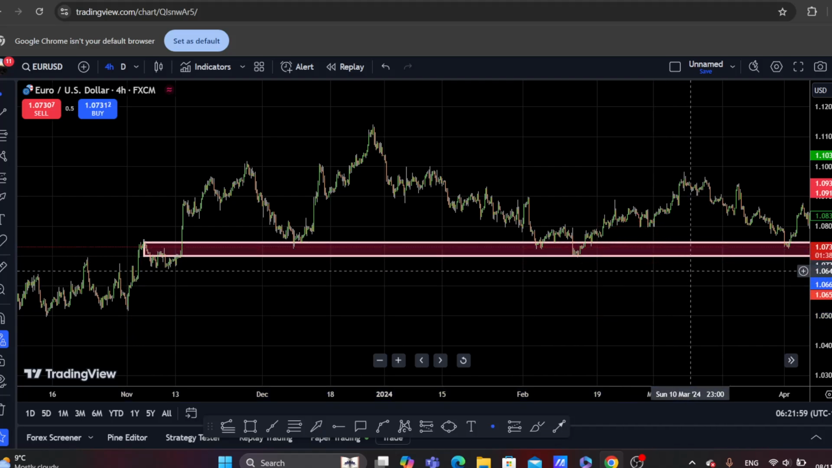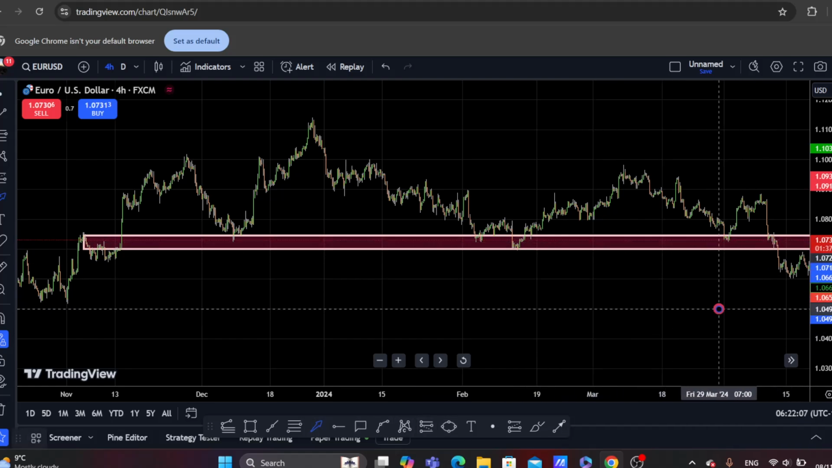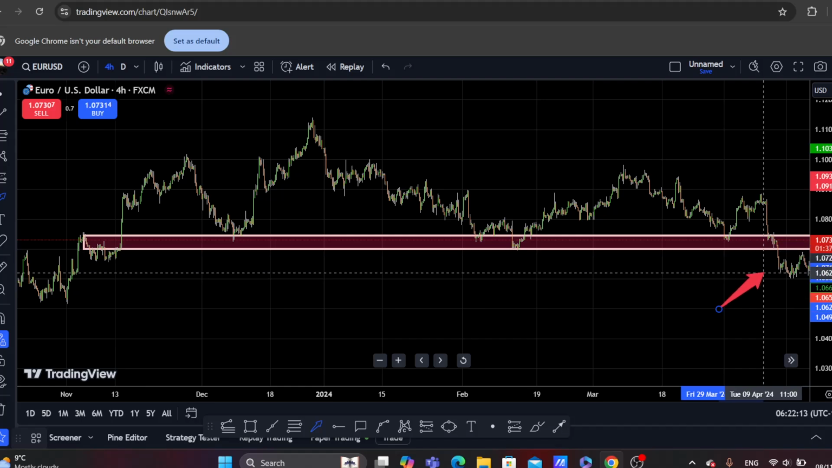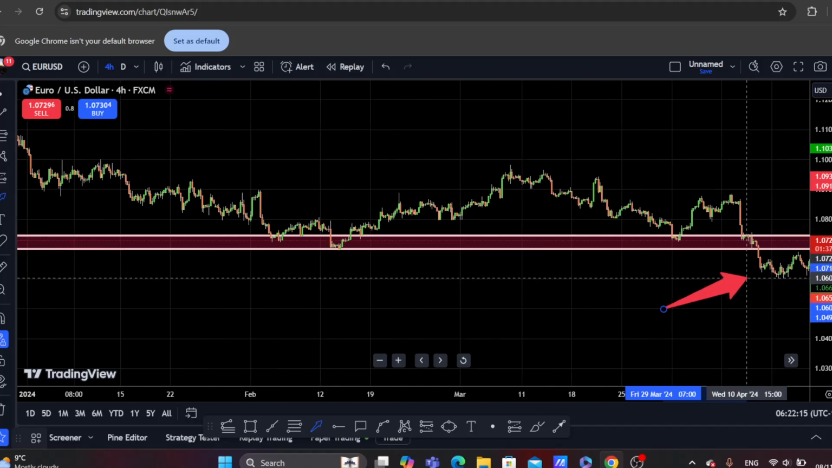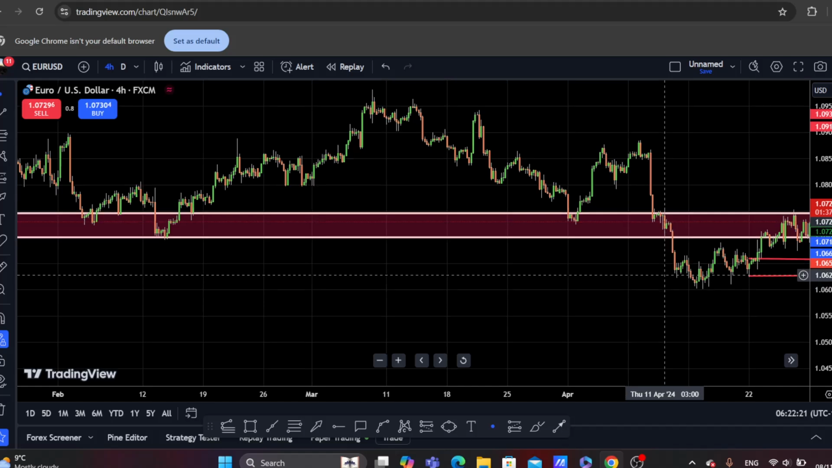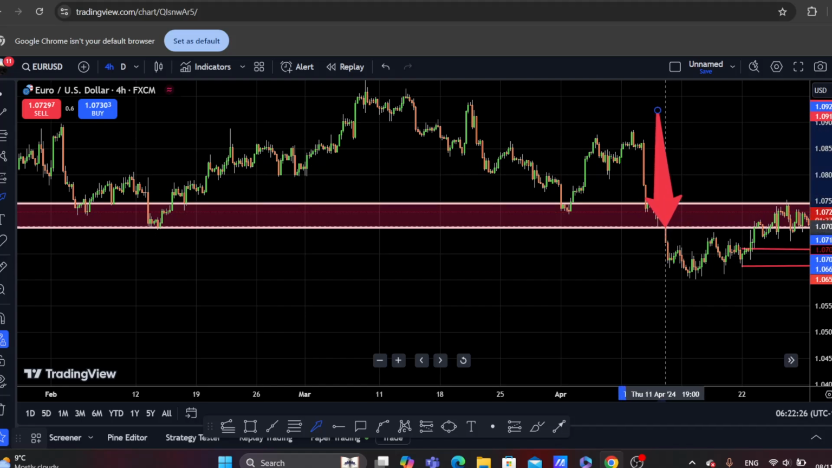Okay, so let's slowly move to the right. Then after this final rejection of the level, the market bounced back and broke the level right here. Let me zoom the chart for you. So when we broke the level, what would happen? What would you do? Because I'm sure you trade like this. Once we break the level, the breakout traders will go short.